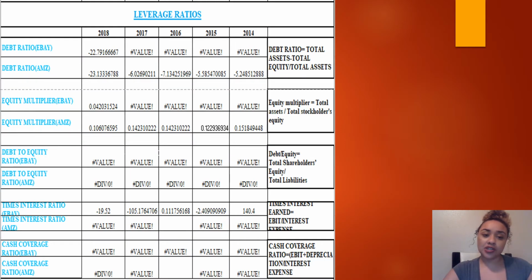Next, we'll be covering the leverage ratios. Under the leverage ratios, we have the debt ratio, the equity multiplier, debt to equity, times interest ratio, and cash coverage. The debt ratio is calculated by the total assets minus the total equity divided by the total assets. The equity multiplier is calculated by the total assets divided by the total stockholders' equity. The debt to equity is total shareholders' equity divided by total liabilities. The times interest is calculated by the EBIT divided by the interest expense. The cash coverage is calculated by the EBIT plus depreciation divided by interest expense.